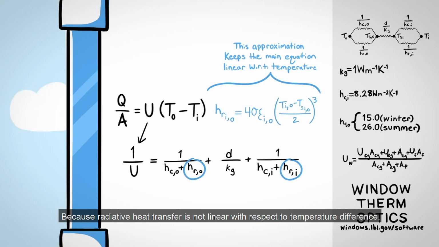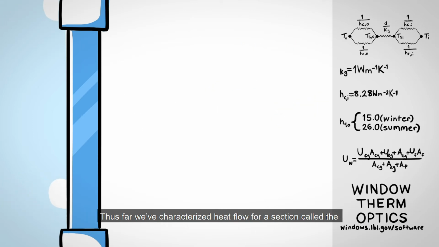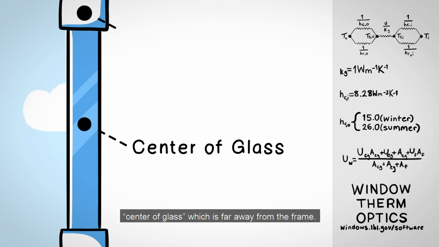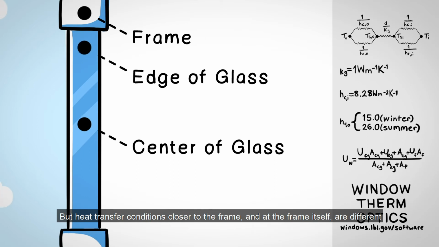Because radiative heat transfer is not linear with respect to temperature difference, this mode of heat transfer will become more dominant as the temperature difference increases. Thus far, we've characterized heat flow for a section called the center of glass, which is far away from the frame. But heat transfer conditions closer to the frame and at the frame itself are different.